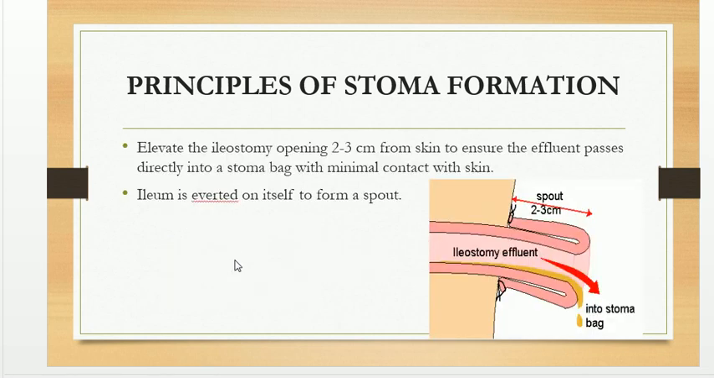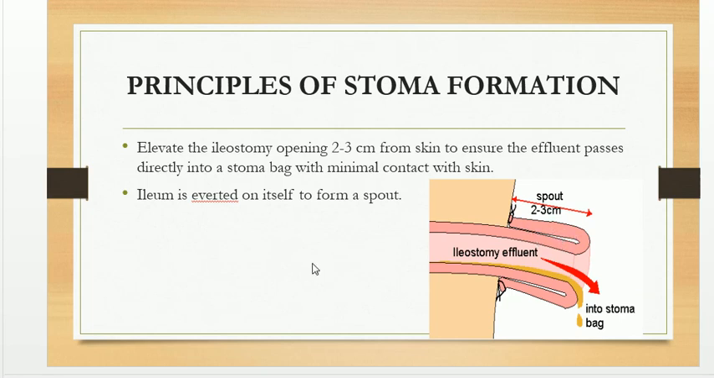So how can we avoid this excoriation and digestion of the skin? We elevate the ileostomy opening about 2 to 3 centimeters above the skin to ensure the effluent passes directly into the stoma bag with minimal contact with the skin. We can see here how the ileostomy is elevated above the skin by about 2 to 3 centimeters.